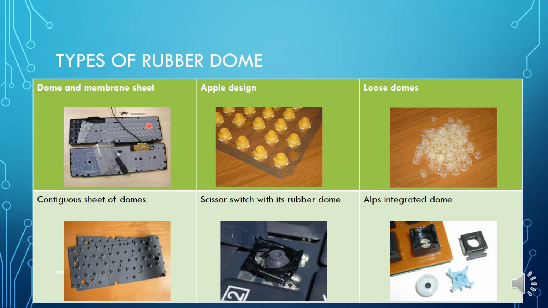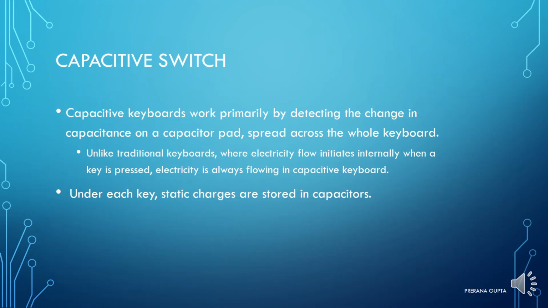You can see this is a sheet having all rubber domes on the same sheet, a membrane sheet, and this is the Apple design. Individual rubber domes are there, then loose rubber domes, contiguous sheets of domes, and scissor. You can see here whenever you press this, it appears like a scissor. Then Alps integrated rubber dome. This is an Alps switch integrated in this, and there is a rubber dome on this. So these are the types of rubber dome.